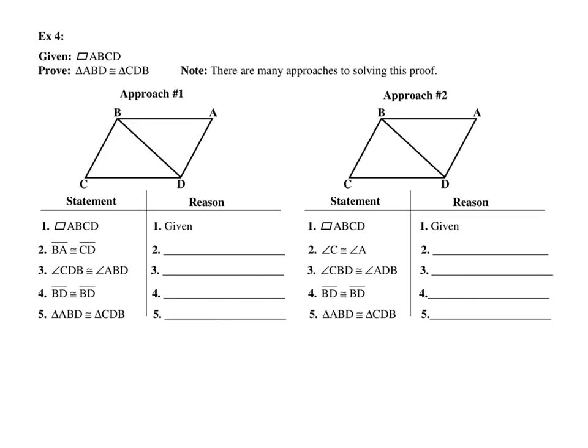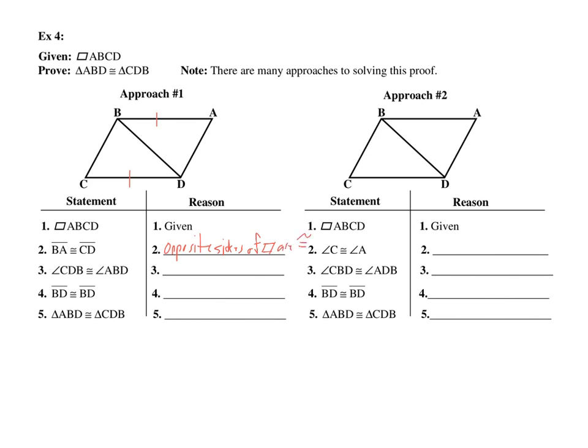Example 4, we got some proofs here. All right, given that the figure is a parallelogram, prove that the triangles are congruent. Okay, let's see approach 1. All right, so I just have to fill in the blanks. The statement is BA is congruent to CD. So you would say opposite sides of a parallelogram are congruent. All right, I was able to fit it all in there.